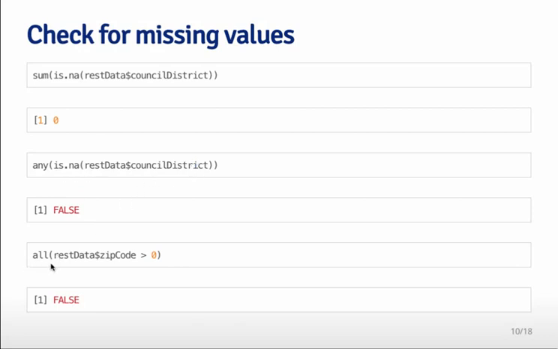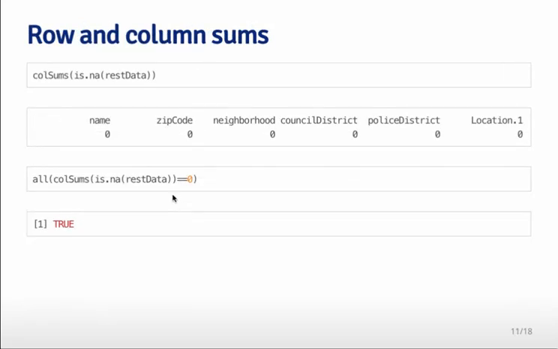You can also look at all. All will check to see if, for example, every single value satisfies a condition. We would hope that all the zip codes are greater than 0, but it turns out that actually one of them isn't greater than 0, so you can see that again with this all command.